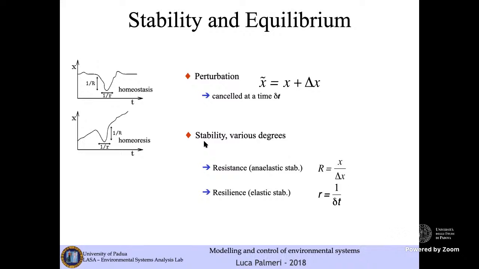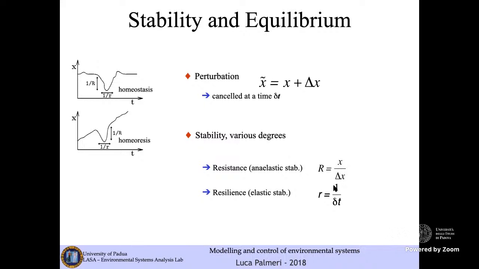Again, these equilibria are characterized by introducing two descriptors, resistance and resilience. If we have a perturbation that changes the state of my system from a state X to an X tilde, and the perturbation is cancelled in a time interval T, then we measure the stability of this equilibrium by introducing the resistance. Resistance is a kind of elastic stability in which we measure, normalized, how much the variation of the state corresponds to the value of the state.